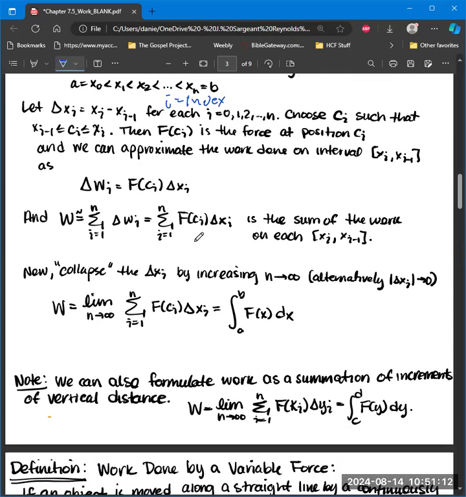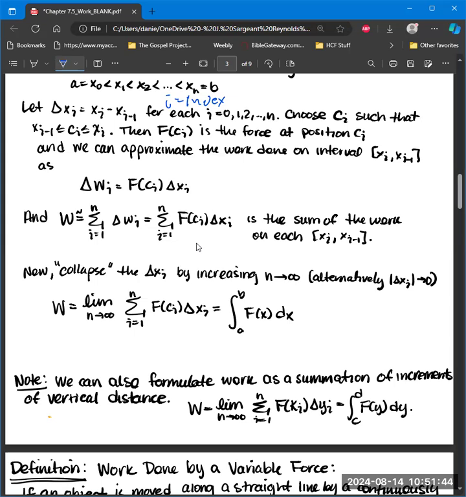Choose C sub I such that C sub I is somewhere between x sub I minus 1 and x sub I, then f of C sub I is the force at partition C sub I, and we can approximate the work done on the interval x sub I minus 1 to x sub I as delta W sub I is equal to f of C sub I delta x.